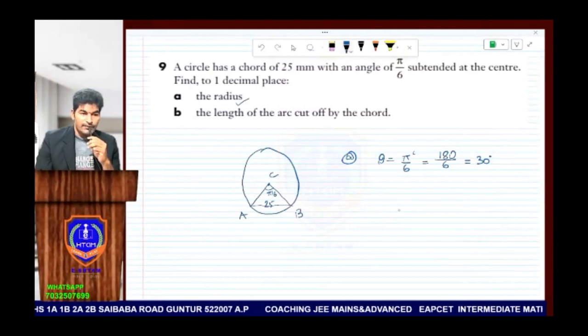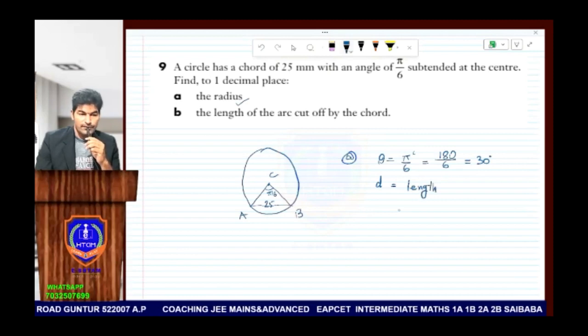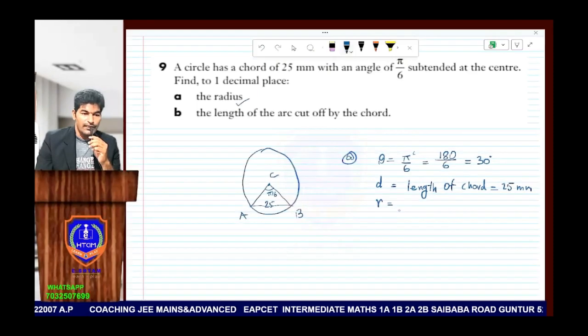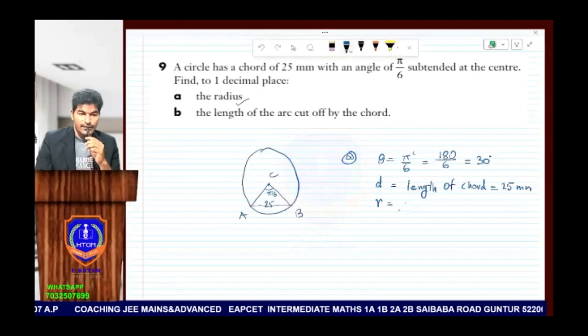And also he mentioned the length of the chord. Say it is D, where D is the length of the chord. Let us assume that. D was representing the length of the chord, and it was given in millimeters. Length of chord is 25 millimeters. And he's asking how much the radius is. Let R be the radius of the circle.